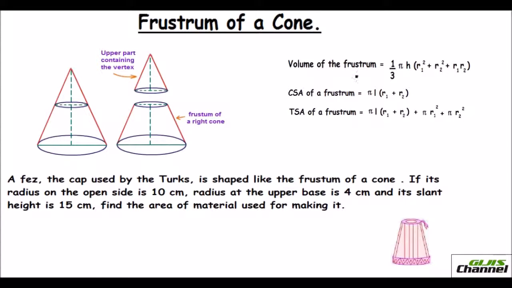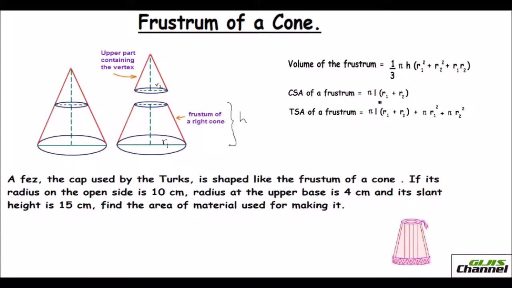The volume of the frustum is 1 over 3 pi h times r1 square plus r2 square plus r1 r2. Here r2 is the smaller radius and r1 is the bigger one, and h is the height of the frustum, not the height of the cone. The formula for the CSA of a frustum is pi L.